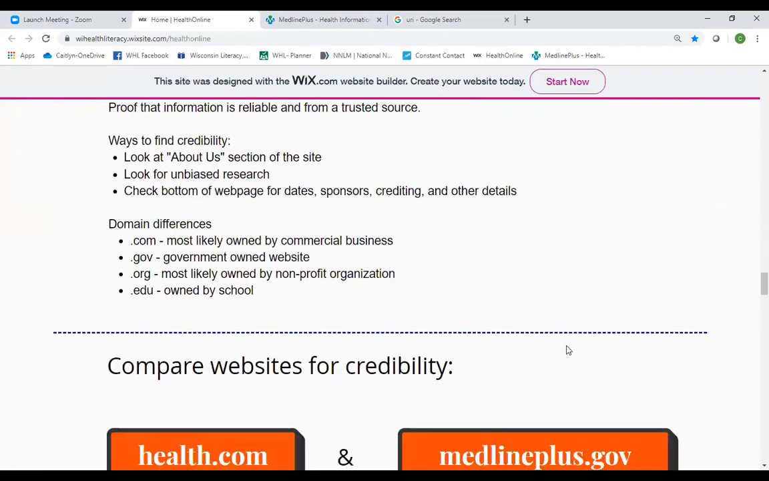We talk about domain differences and how important those differences are, from being a .com, most likely owned by a commercial business. But this doesn't mean that it's a bad website. It's just what's on that website, what's on that web page. Again, .com is probably going to have a lot of advertisements. So it's looking at those advertisements and are they related to health, or are they related to win a car by signing up today, or lose weight in 10 minutes by taking this miracle pill. Those are the things we're looking at when we get to those .com websites.